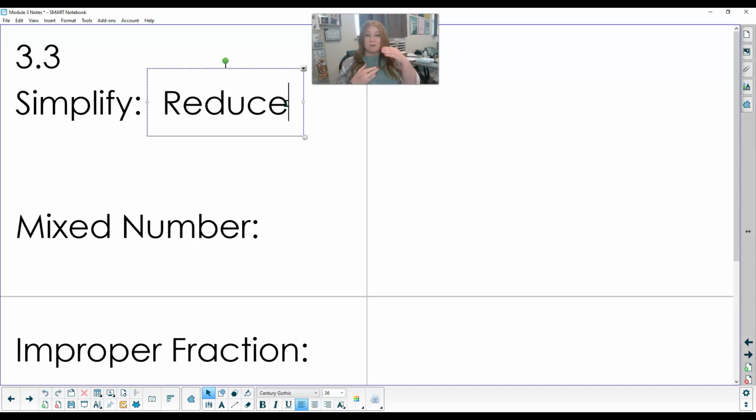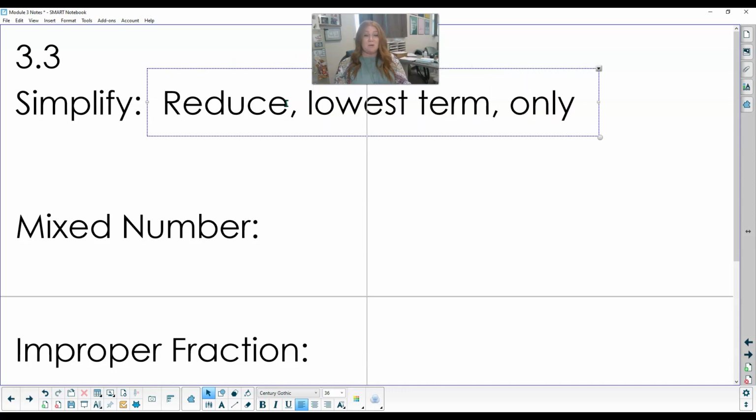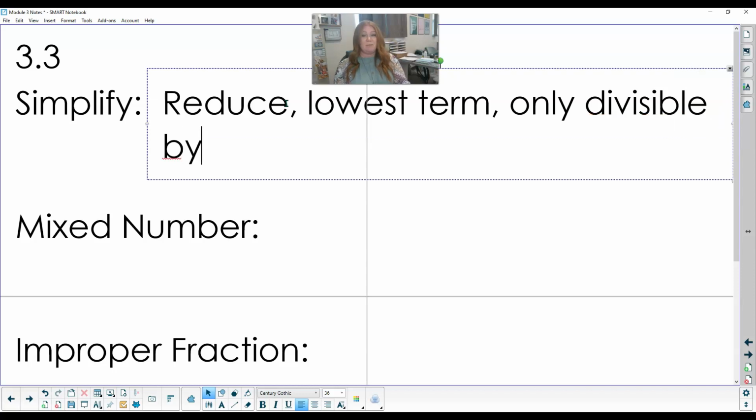So instead of saying 6 over 12, there's a number that can go into 6 and 12, which is 6. So we can divide them both by 6, which ends up being 1/2. Once I'm at 1/2, the only number that can go into 1 and 2 is 1. So we know it's in its lowest terms. So it's simplified, reduced, lowest term. It is only divisible by 1. That's its only common factor, 1.